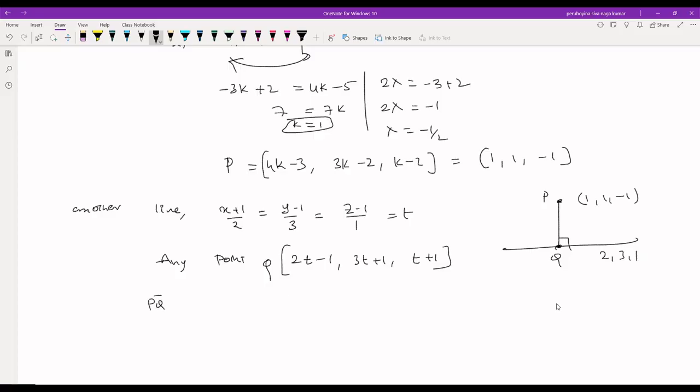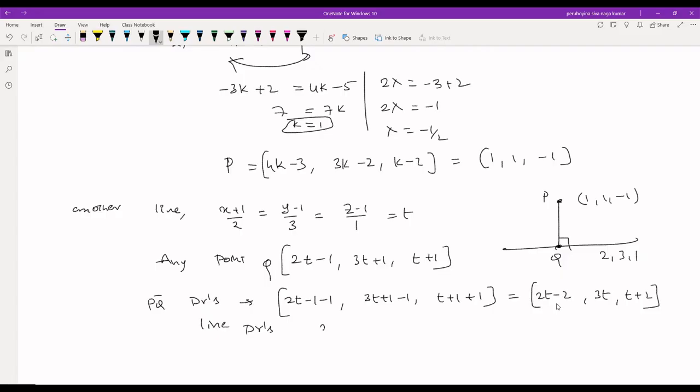Calculate the PQ DRs. PQ DRs is 2t minus 1 minus 1, 3t plus 1 minus 1, t plus 1 minus minus 1. So then it will be 2t minus 2, 3t, and t plus 2. These are the PQ DRs, and we have the line DRs also. Line DRs 2, 3, 1.